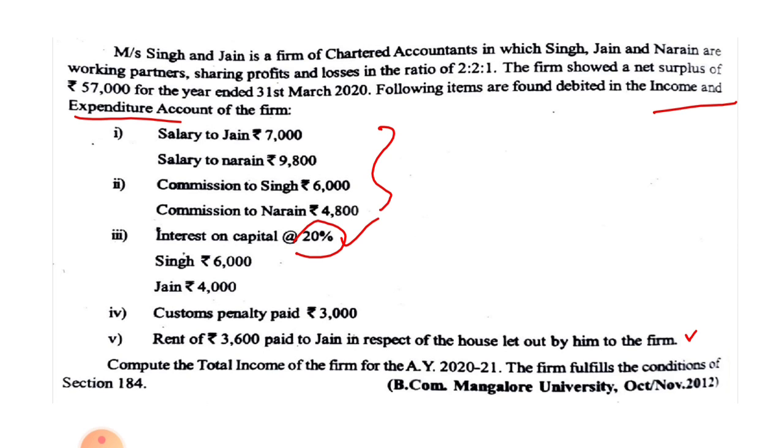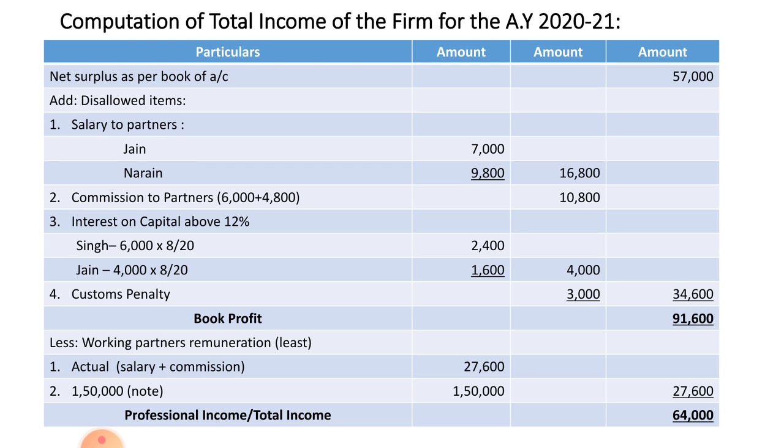Let us solve this problem. Computation of total income of a firm for the assessment year 2020-21. First, you have to write net surplus or net profit as per books of account in the first row, that is, in the last amount column you have to write 57,000. To that you have to add disallowed items, because these disallowed items reduced the profit of the firm. Now we are increasing the profit of the firm by adding back these things.